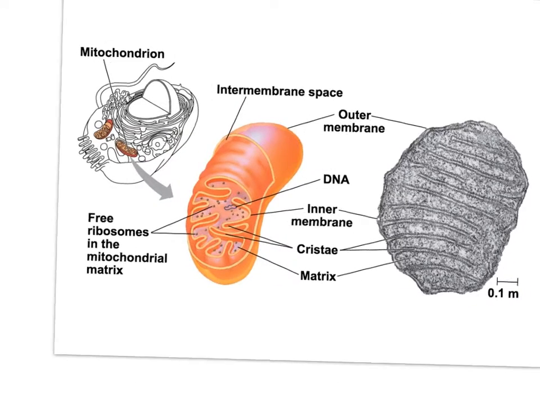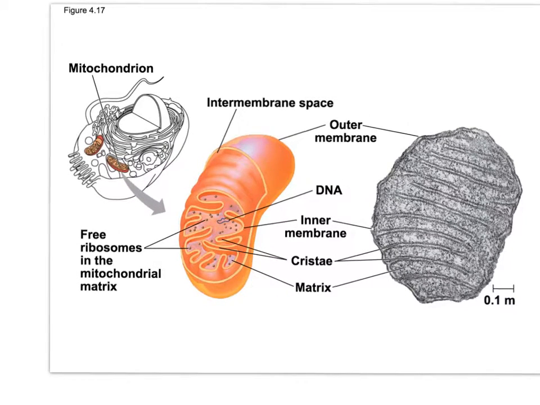So this is what it looks like again, right? Diagram, mitochondria. Here's the free ribosomes and DNA. That's right. Very reminiscent of prokaryotic cells and bacteria, which are free floating. Okay, and then this is the electron micrograph showing a mitochondria. Questions on that?